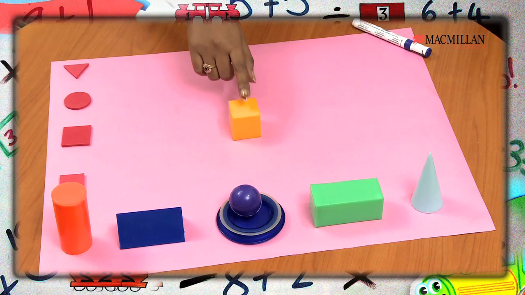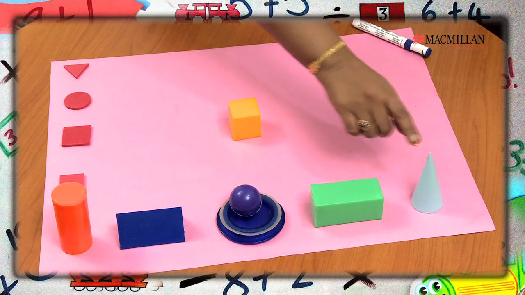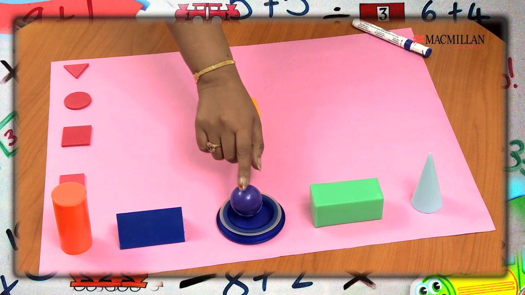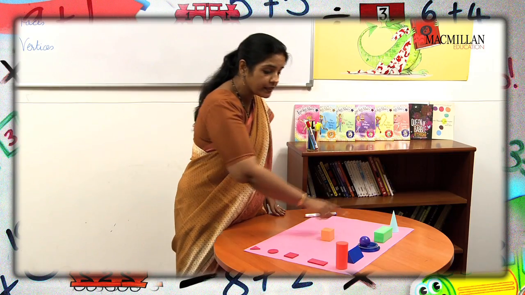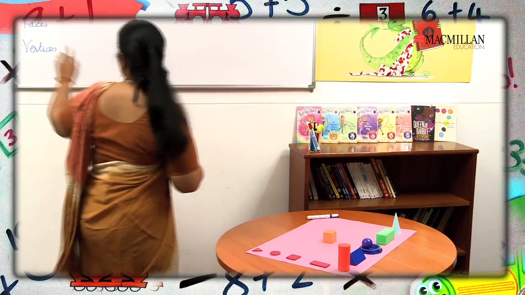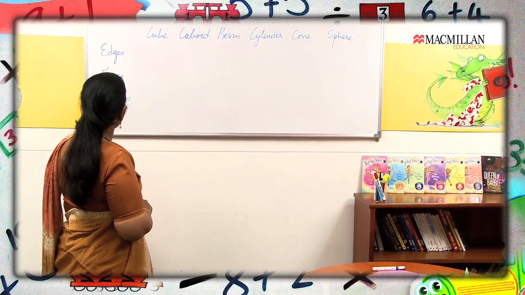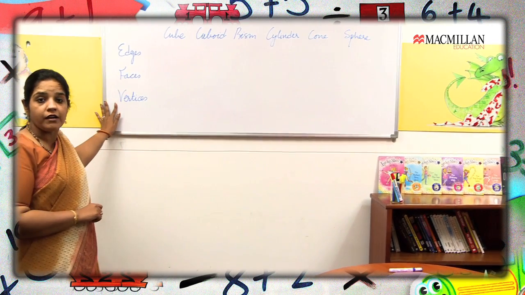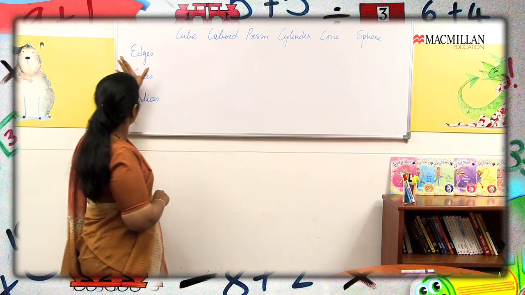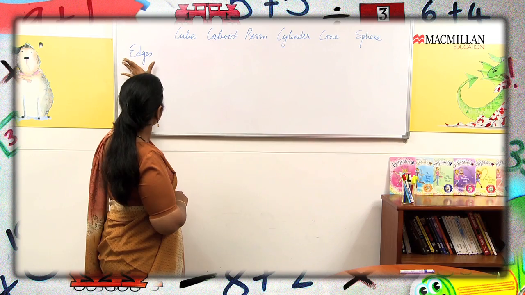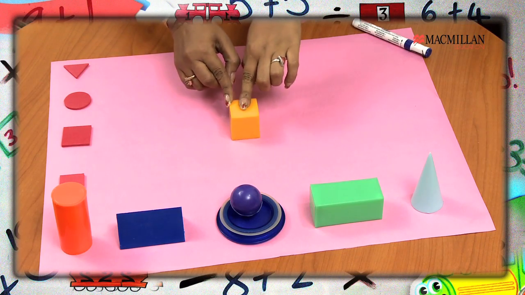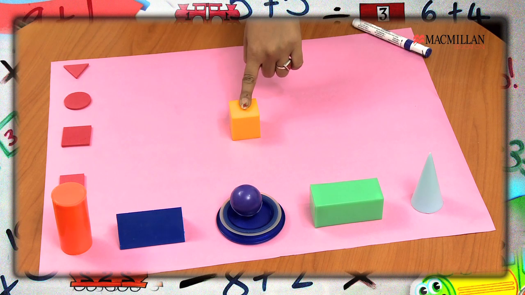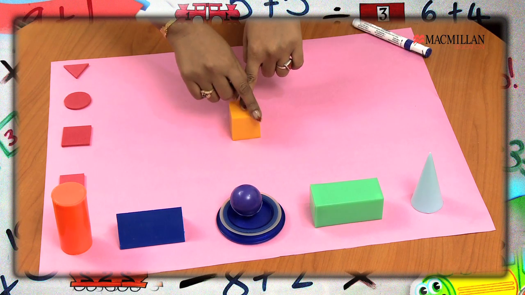I have a cube here, a cone, cuboid, sphere, prism and a cylinder. And what makes these shapes different? It is these edges, faces and vertices that define a shape. And now let us start with edges first. So what is an edge? This is an edge.